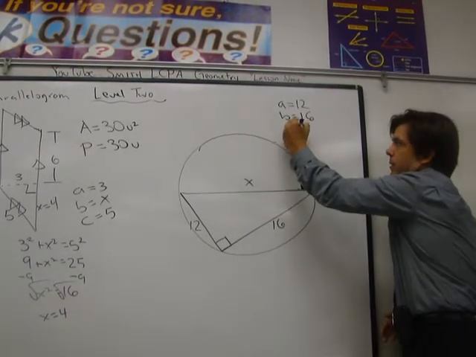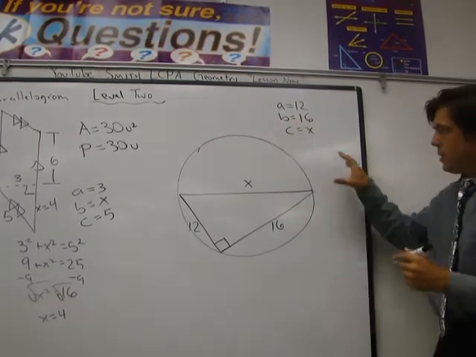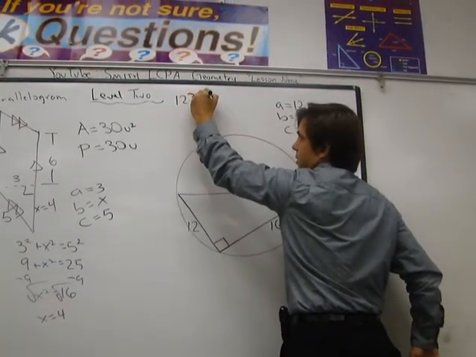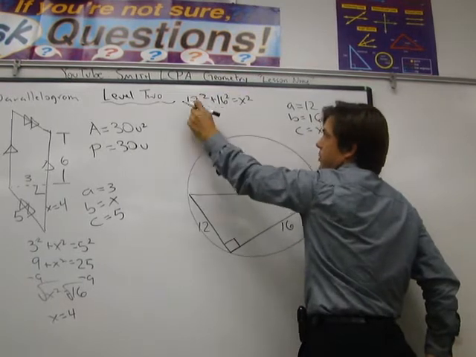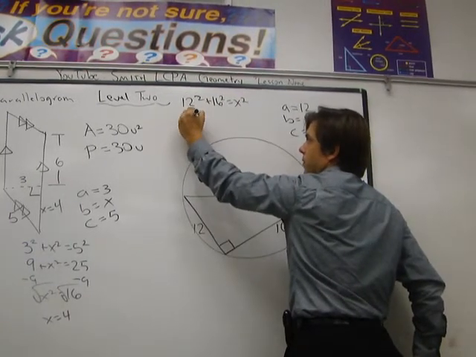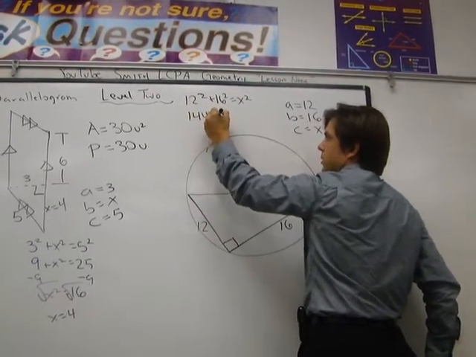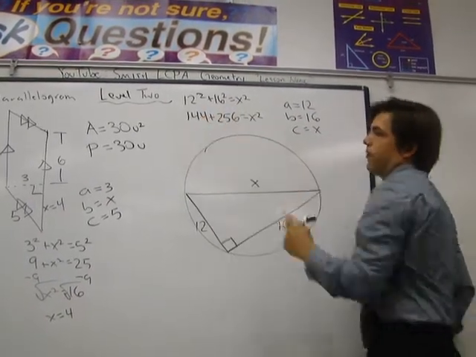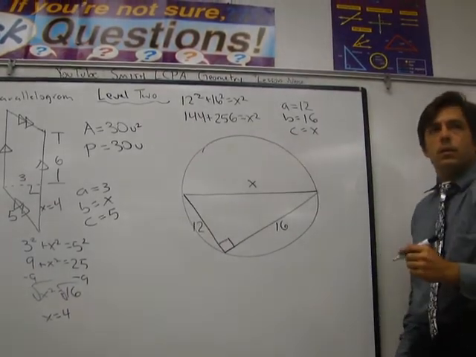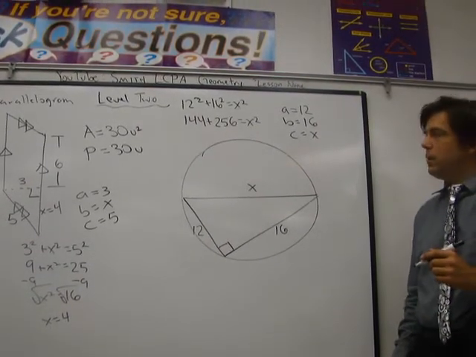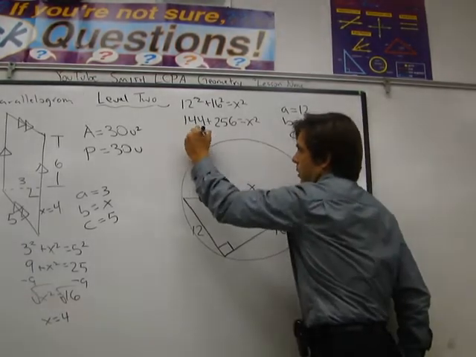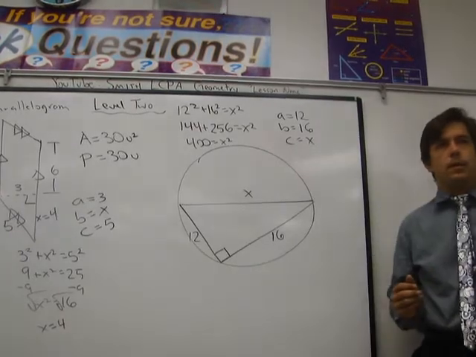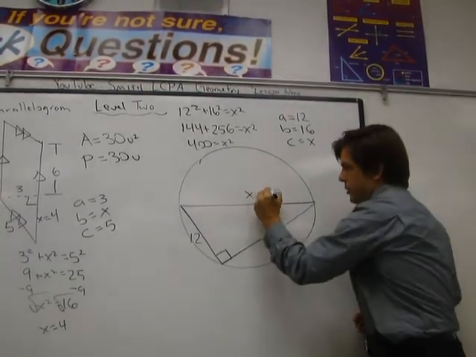So C will be what? X. So the Pythagorean theorem for this one will be 12 squared plus 16 squared equals x squared. What's 12 squared? 144. What's 16 squared? 256. So 144 plus 256 equals x squared. What's 144 plus 256? 400. Okay, so 400 equals x squared. So what's the square root of 400? 20. So x equals 20.